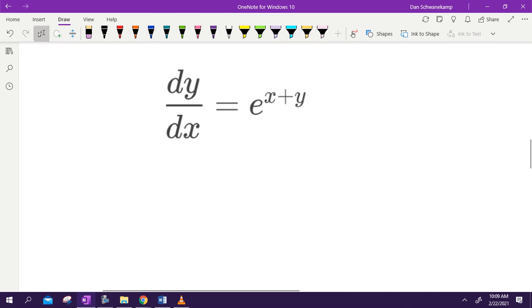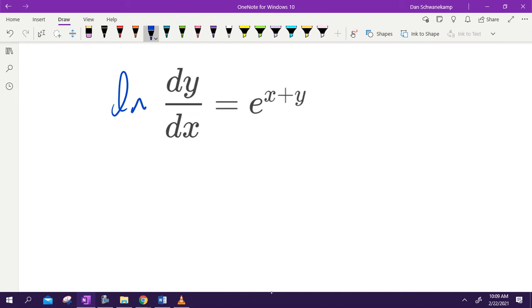Next one, dy over dx is equal to e to the x plus y. At first glance, it's kind of tough to deal with. What can I do to separate that y? We don't want to use ln, because if we use ln, then we have to take the ln of this side, and no, that's bad. We don't want to have ln of dy dx. That looks terrible. Instead, I'd like to just be able to rewrite the right side. How can we rewrite that? What can we make that the same as?